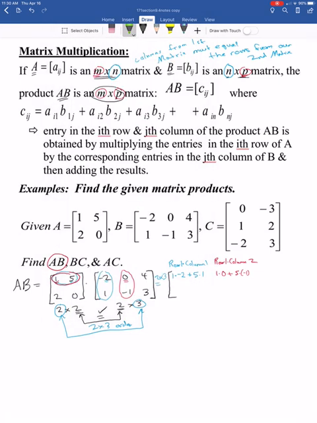All right, let's move on to row 1, column 3. Now we're going to multiply row 1 with column 3. So the first entry in the row, which is a 1, multiplied with the first entry in the column, which is a 4, plus the second entry in the row, which is a 5, and the second entry in the column, which is a 3.